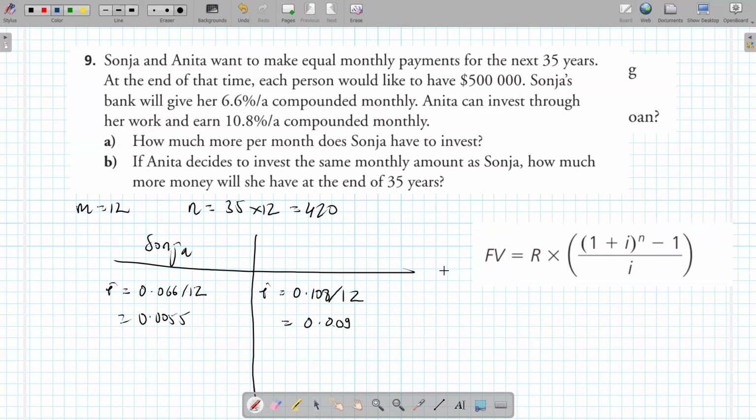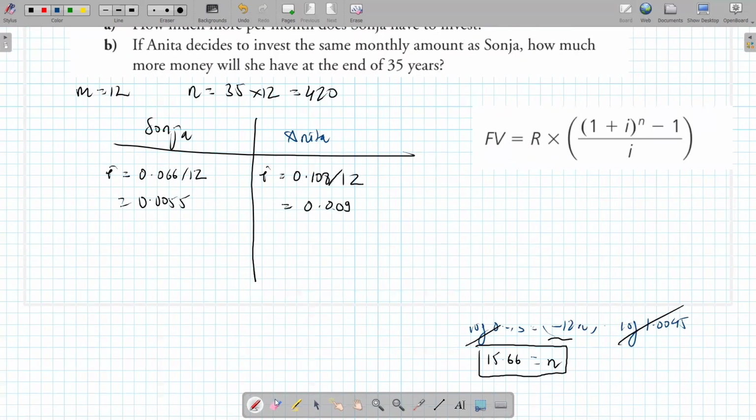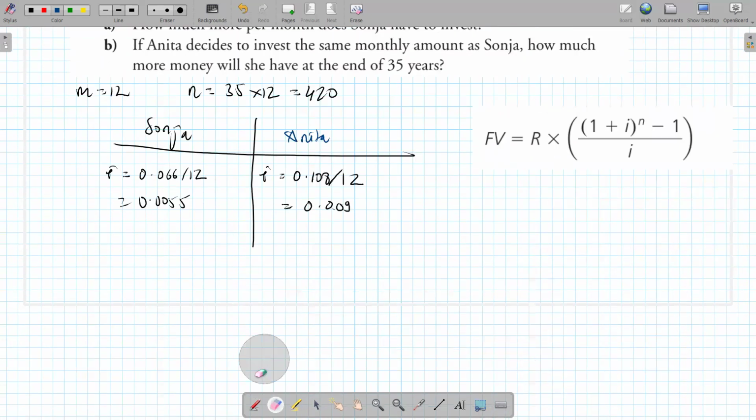R is missing, so we need to find two different annuities, one for Sonia and one for Anita, and then whatever we get, we subtract. So let's see how that works. For Sonia, we're trying to find R.